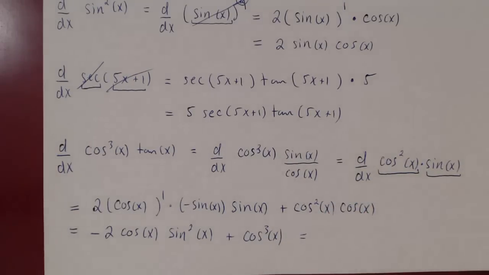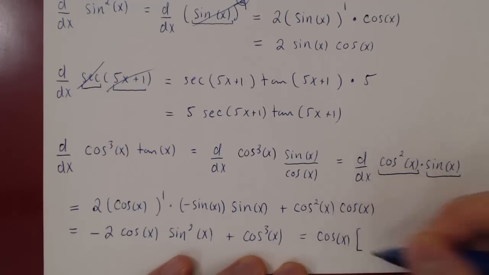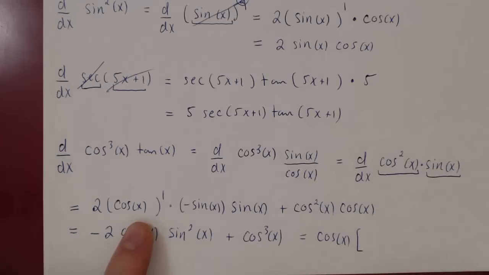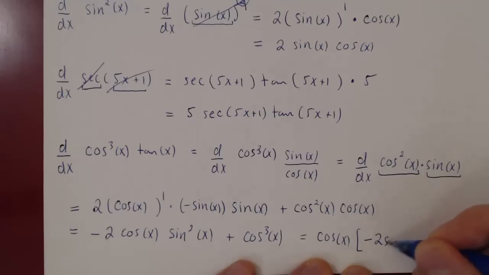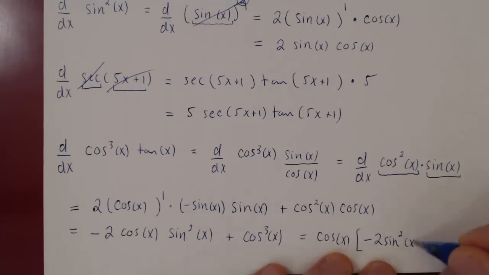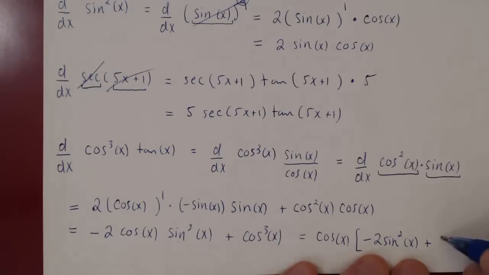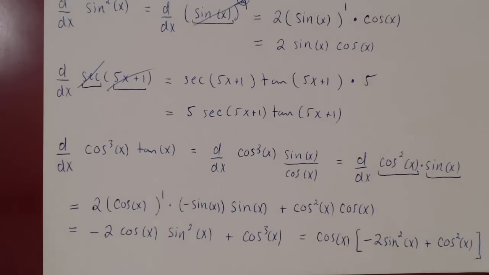And if you want here, well, you can factor a cos of x from both expressions. That's not much, but it's something. And you would have cos of x times. Well, if you pull cos of x from this term, you're left with negative 2 sine squared of x. Plus, if you factor cos of x from cos cubed, that leaves you with cosine squared of x. And there you have it.